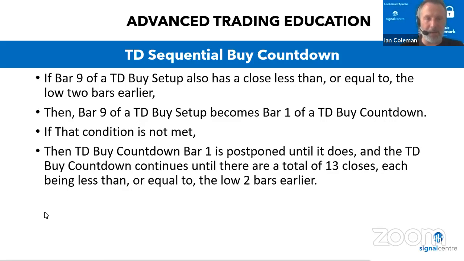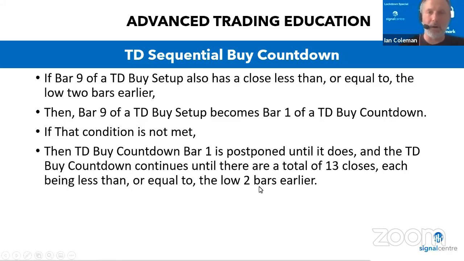If that count is not met, then the TD buy countdown bar 1 is postponed until it does. In other words, we're talking about the low of 2 bars earlier. Sorry, I keep on going to the wrong screen. So it's the low of 2 bars earlier, which is really important. So it's postponed until it does, and the TD buy countdown continues until there are a total of 13 closes, each being less than or equal to the low 2 bars earlier.